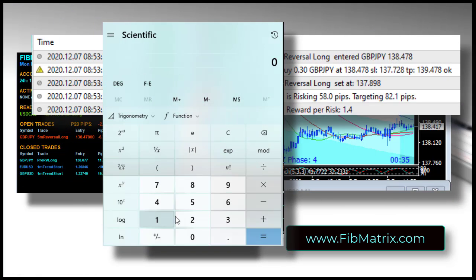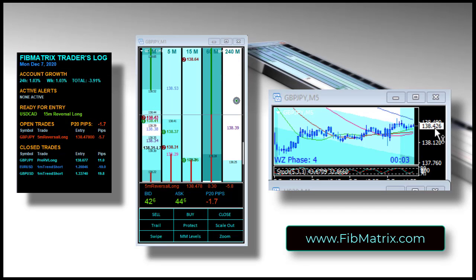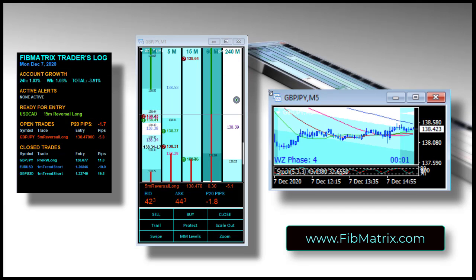Alright, so what are we risking? We're risking 58 times 0.3 of a full position. So 17.4 full position pips we're risking. And the target 82 pips away, times 0.3, is 24. So we're risking 17 for 24 full position pips if we let this thing play out. That's basically the goal on this reversal, and that's why I like these.